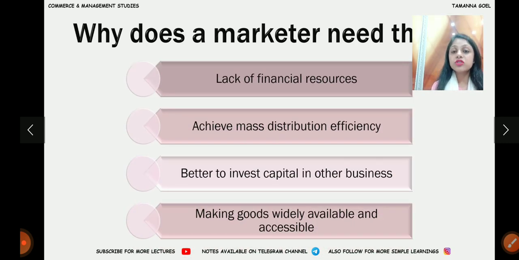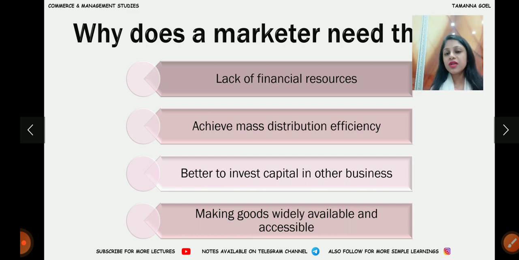Number one, lack of financial resources. It is not possible for every producer to reach the final consumer. Every producer does not have that kind of financial standing. Not everyone has Reliance-level funding to open a Reliance Smart everywhere, right? It's not possible for everybody. So because of the lack of these financial resources, it becomes cost effective, or cheaper, to sell your products through intermediaries, wholesalers, retailers or agents.